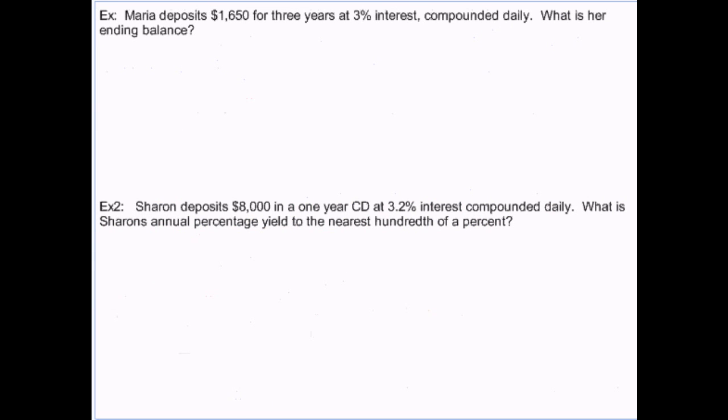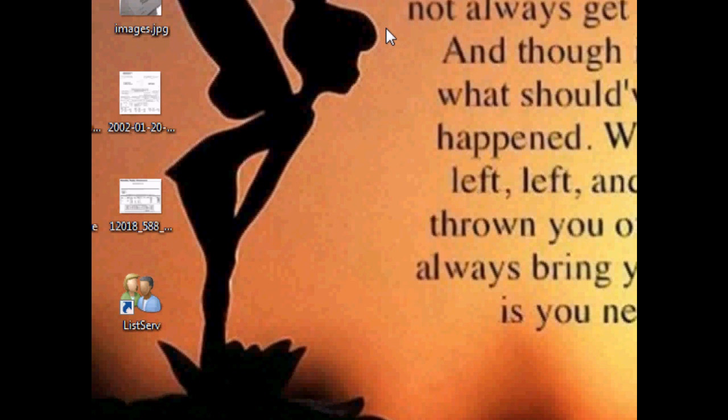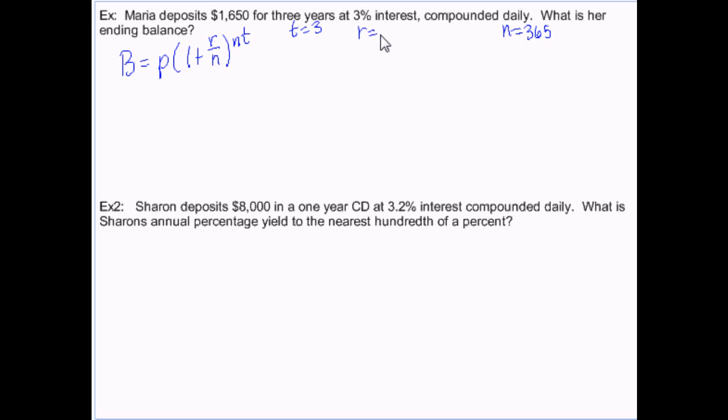$1,650 for 3 years at 3% interest compounded daily. Okay, so this is going to be N equal to 365 because there's 365 days in a year. Okay, there's our formula. T is 3. R is 0.03. And P is 1650.